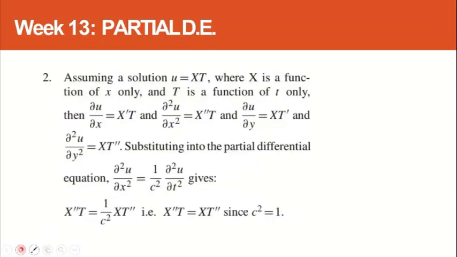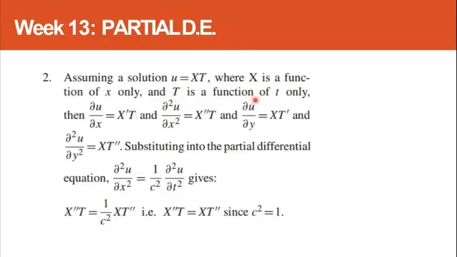And next daw natin, di ba? After natin ma-categorize or ma-determine yung mismong initial natin na problem, gagamit naman tayo dun sa number 2 natin, yung u natin, assuming na yung solution natin is equal sa X of x times T of t. So, itong formula na pinapakita natin ay parang recall lang din to dun sa first natin na ginawa dun sa week 12 natin, which is we have the X as a function of x, and also dun sa T natin is a function of t.